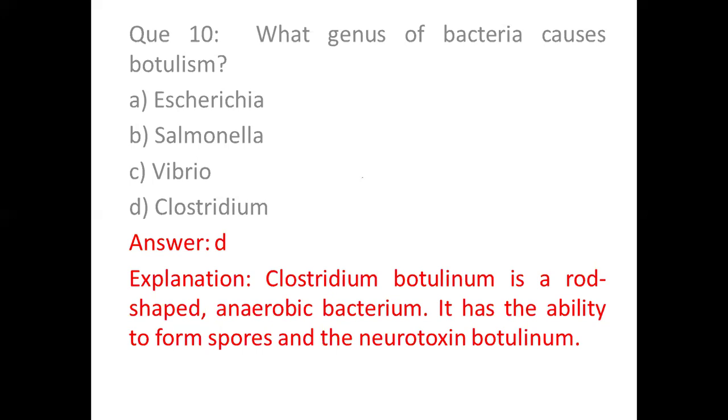Clostridium botulinum is a rod-shaped, anaerobic bacterium. It has the ability to form spores, and it produces the neurotoxin botulinum. So again, a neurotoxin related to the brain's receptors. It is linked with canned food poisoning. If the canning has not been done properly and there are any bacteria, then botulism can happen with these canned foods.